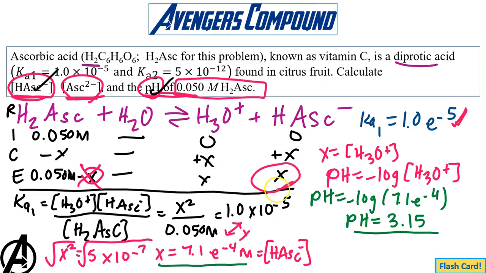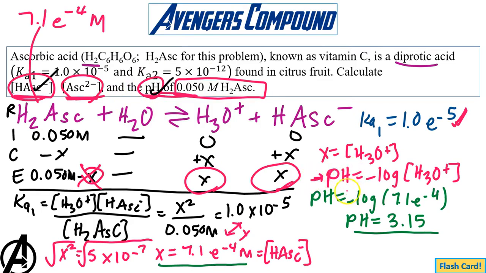So now I've gotten my X value for my HASC minus, and I've gotten my X value for H3O plus. And so, since they wanted me to find the concentration of HASC minus, I would simply write my 7.1 times 10 to the negative 4 molar. Now, they also want me to get pH. So right here, I can take my H3O plus amount that I've also found and use the pH expression.